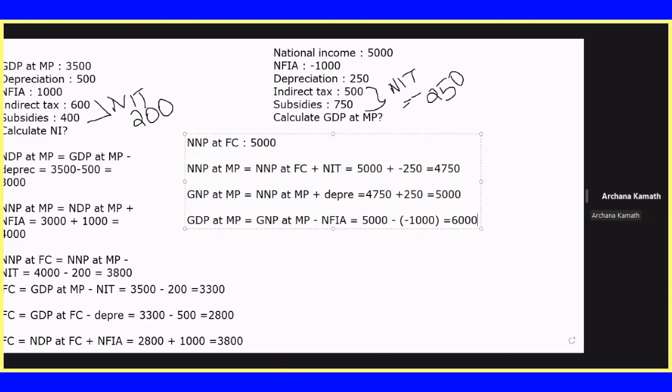Now we have to move on to the three methods of calculating national income. That is what is more important, but the basics are important so that the methods can be continued only if you know the basics, how to find out GDP, GNP and all. Can I clear the board? Any doubts in this part? One minute, two minutes.